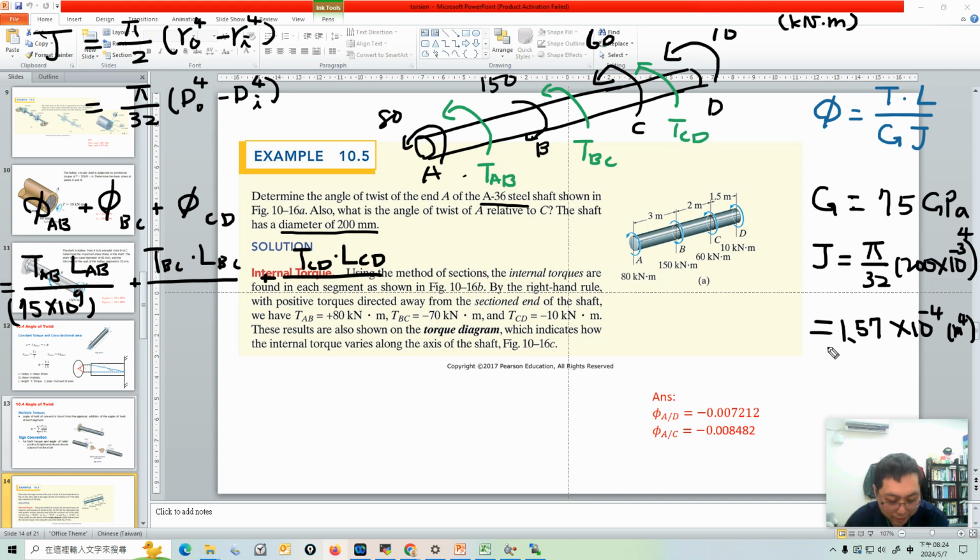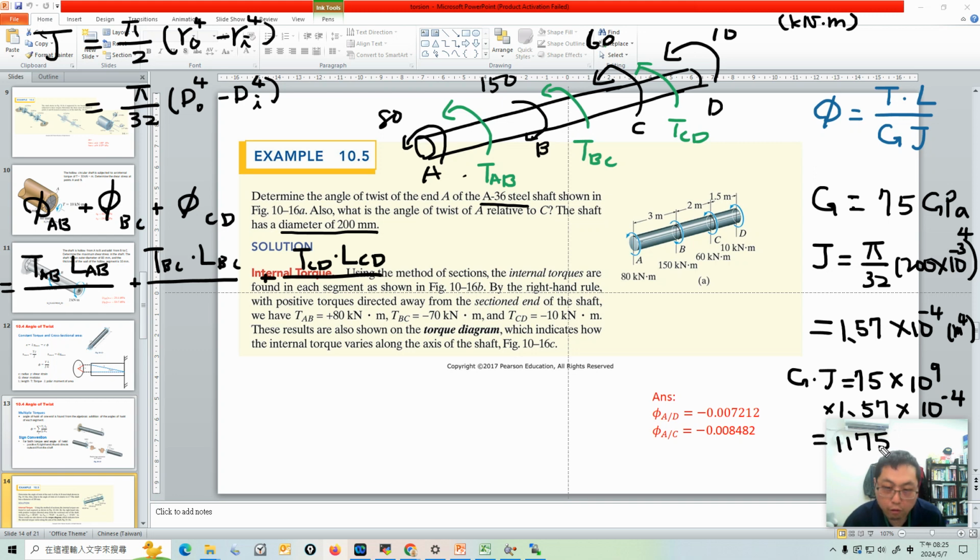The number is so large, so maybe I calculate the denominator here first. G times J is 75 times 10 to the power 9 times 1.57 times 10 to the power minus 4. So what's the value here? Let me see. It's equal to 11775.